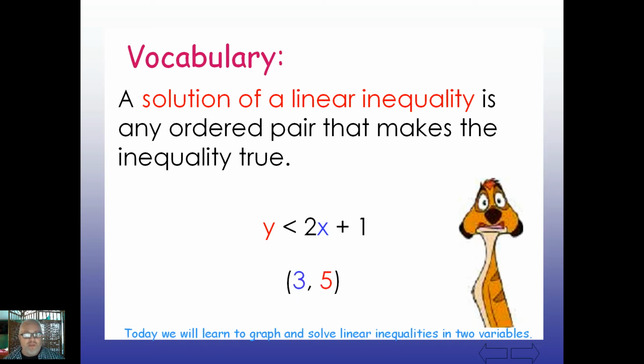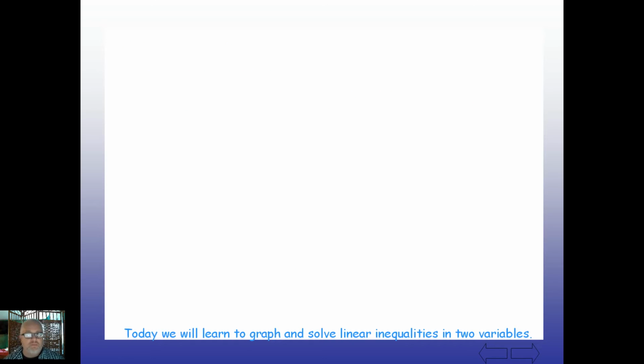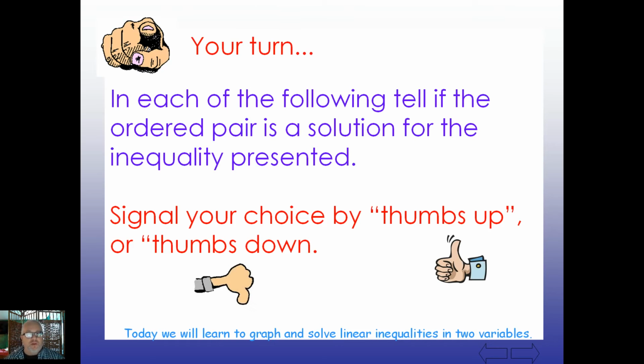So when you're looking at something like this, if you plug a 3 in here for x, and a 5 in for y, you're going to get 5 is less than 6 plus 1. Of course, that's a true statement. So this is a solution to our inequality. Alright, so your turn. Each of the following, tell if the ordered pair is a solution for that inequality presented. You can go ahead and give a thumbs up or a thumbs down here as we go forward.